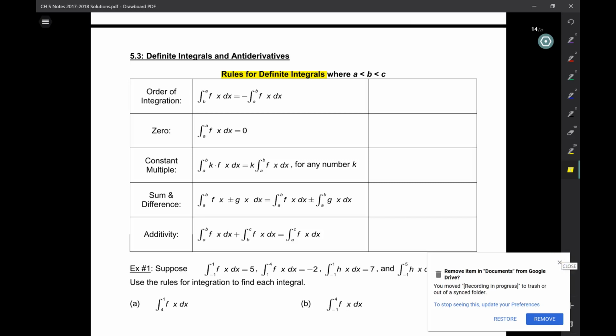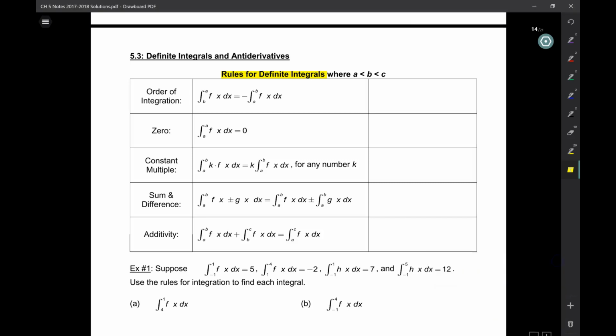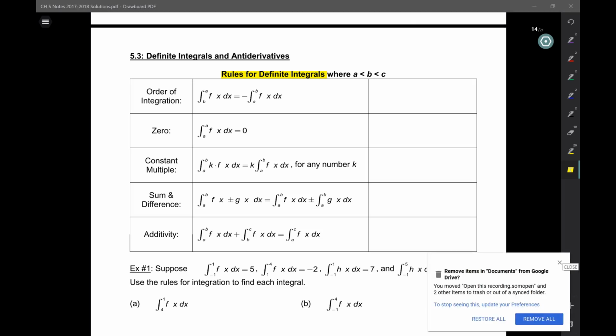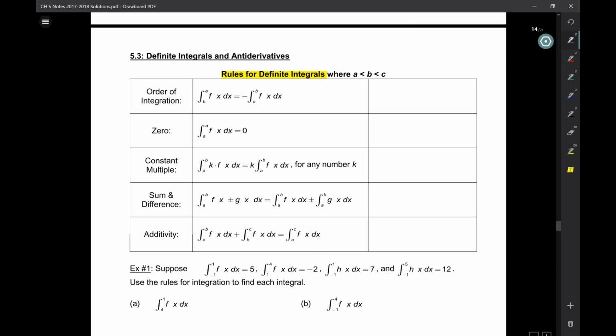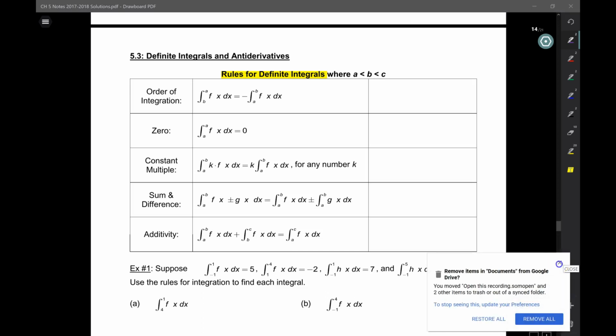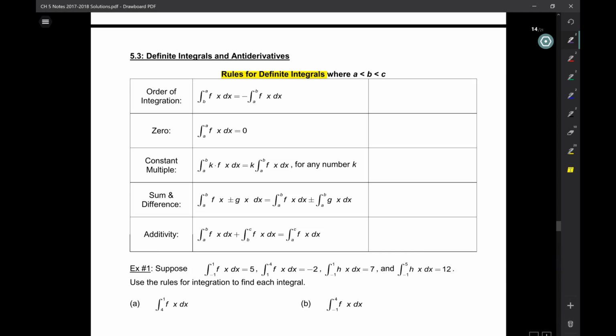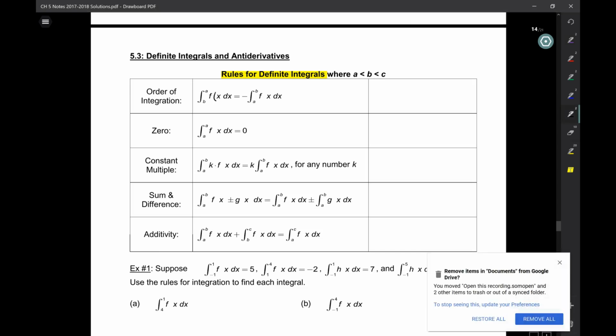So we're going to talk about some rules for how to find a definite integral, right? All right. So first of all, the order that you integrate matters in the sense that, take a look at this one. Here you have the integral of f of x.